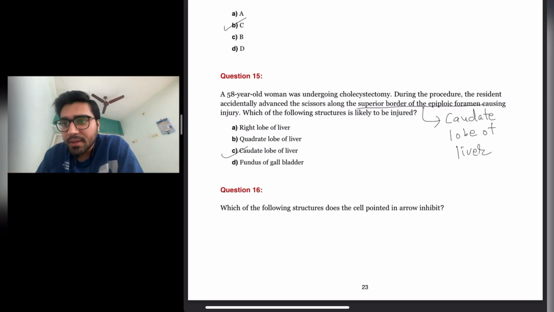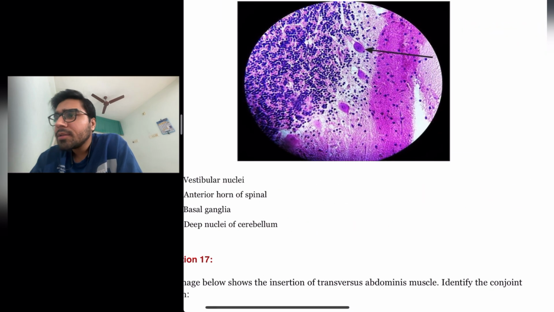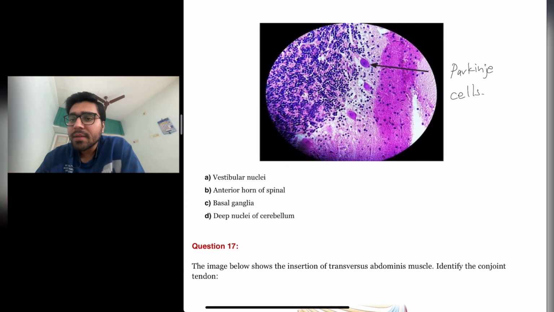Question number 16. Which of the following structures does the cell pointed by the arrow inhibit? So this structure is actually the Purkinje cells, and Purkinje cells inhibit the deep nuclei of the cerebellum.